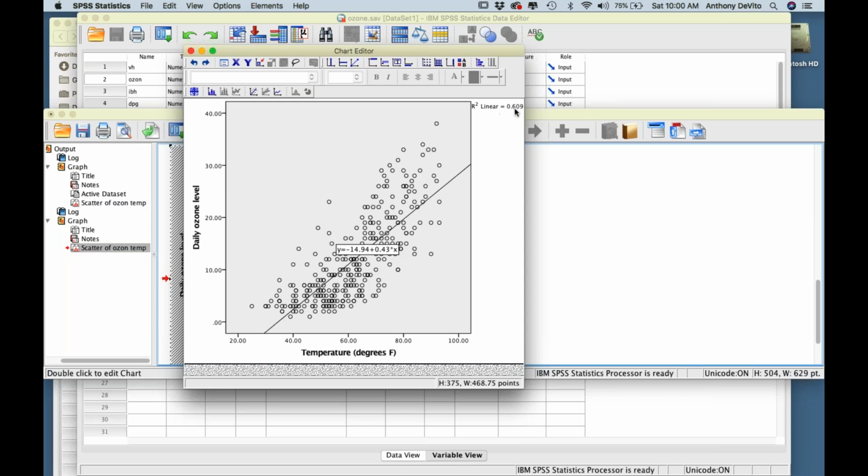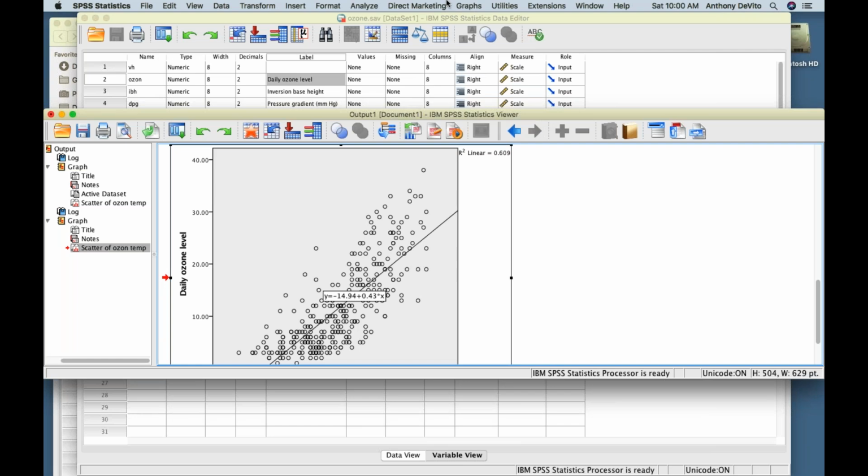Now, we can see just visually that this looks like a very good association, a very good correlation. R squared, which we're going to be discussing in a second, is 0.6. That's actually a pretty high number, right? So this is a very satisfying result. Well, now I can repeat this again.